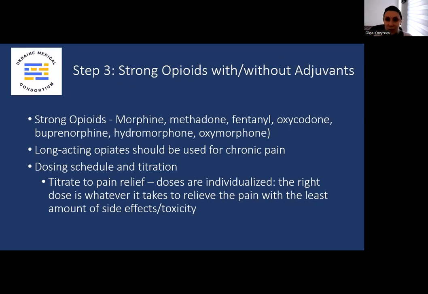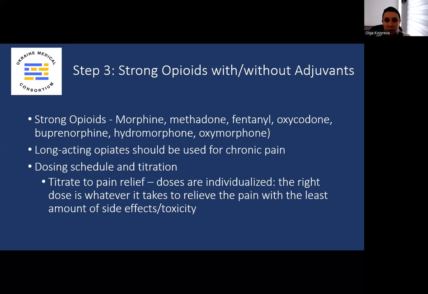And step number 3, strong opiates. We should use them with or without an adjuvant, but I still recommend using them with NSAIDs or paracetamol. So, strong opiates: morphine, probably the oldest one, available for the last 3,500 years. Methadone, an interesting medication, very cheap, but it has a prolonged half-life, so it needs to be titrated.